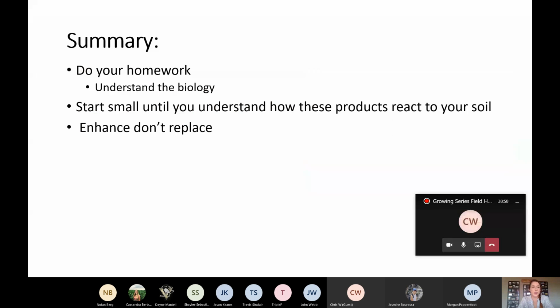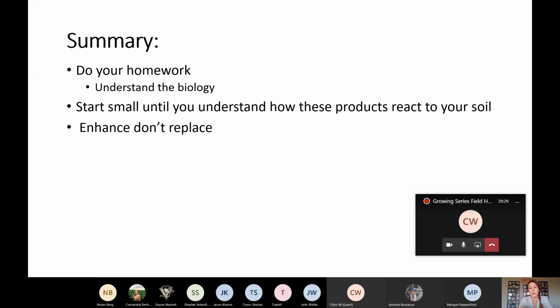So just to summarize on the other inoculants, make sure you do your homework and understand the biology of the active ingredient that you're introducing to your seed. Start small and understand how these products are going to react in your soils, because even amongst different fields, you're going to see different results. The best place to start is probably your best ground, where you've been maximizing your fertility, because I think that's where you'll see the best bang.